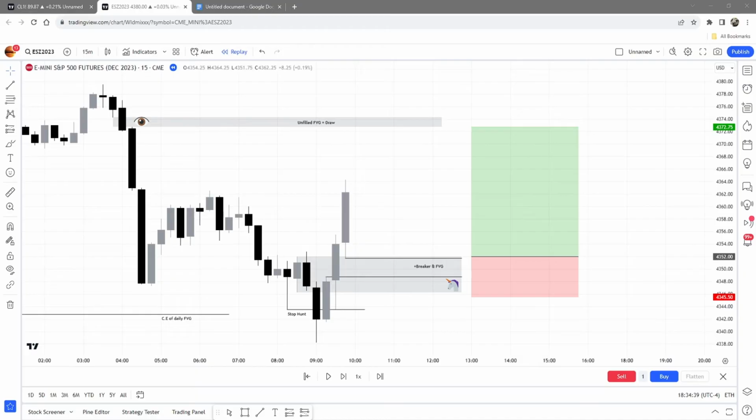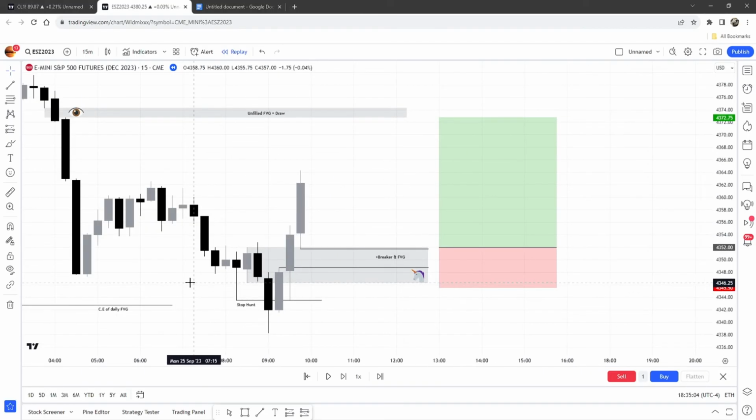Again, we are looking for an unmitigated draw on liquidity. As identified here on our chart, we have an unmitigated FVG. The FVG is unmitigated because ever since it was created, price has yet to return to it. Now to pair that with our model.